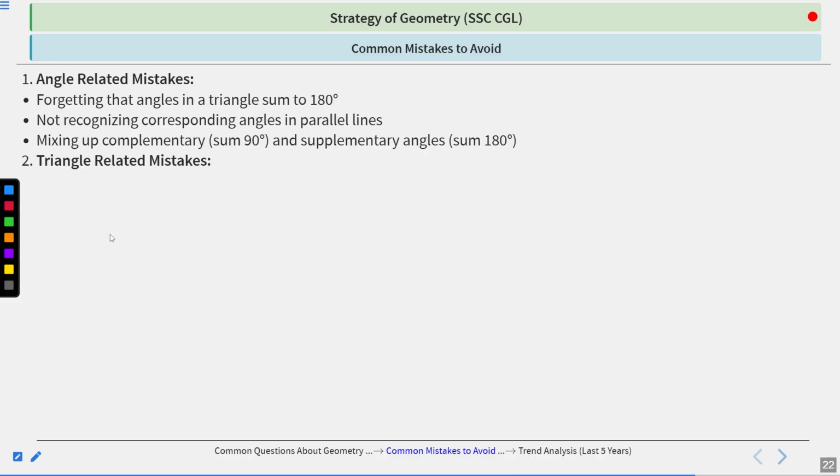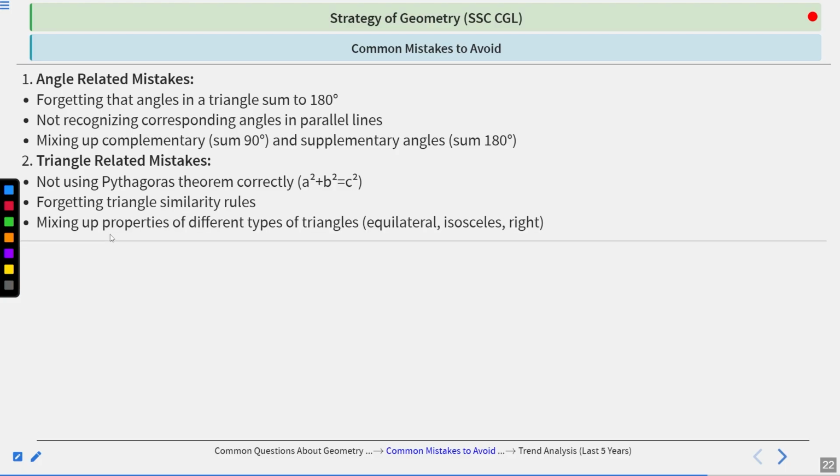Triangle related mistakes. So first one is not using Pythagoras theorem correctly. Second one is forgetting triangle similarity rules. Mixing up properties of different types of triangles, equilateral, isosceles and right angle triangle. So many times students mix the properties of the isosceles and right angle triangle, sometimes isosceles and equilateral triangle. So you get the wrong answer. So avoid all these mistakes.